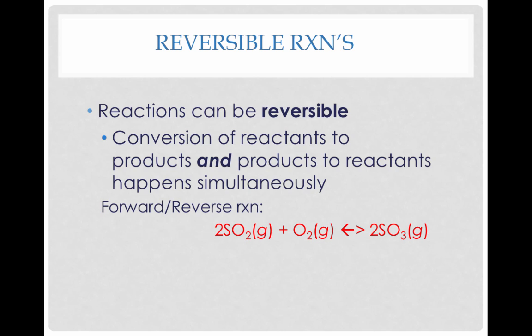As an example, you have sulfur dioxide gas reacting with oxygen gas to produce sulfur trioxide. You notice how the arrows can go both ways in the reaction. So sulfur dioxide and oxygen can turn into sulfur trioxide simultaneously. That product, sulfur trioxide on the right side, can turn back into the reactant. So you have the reverse and forward reaction occurring simultaneously.